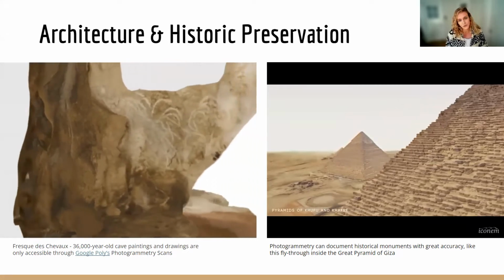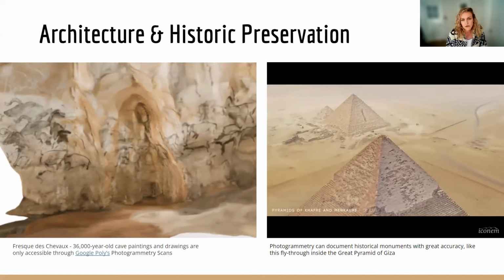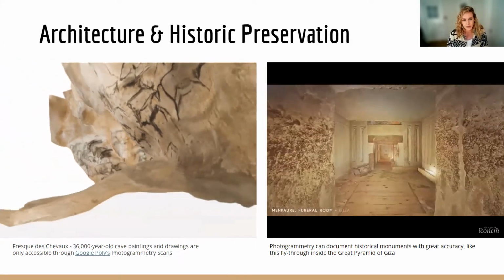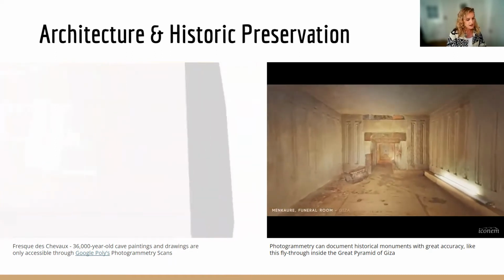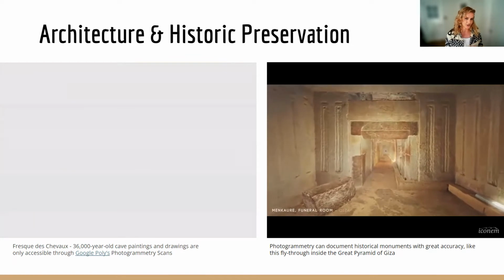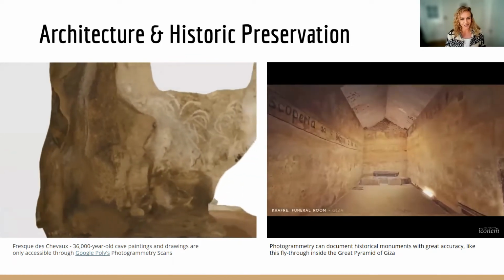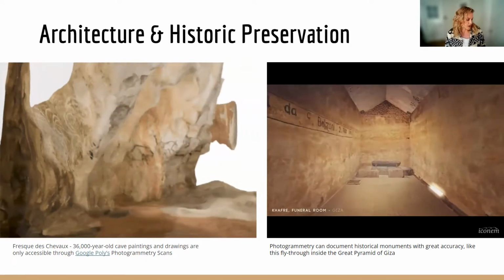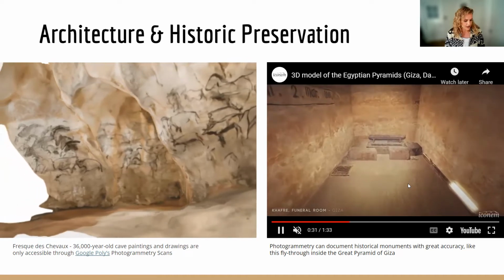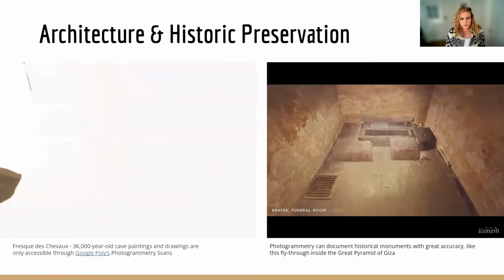Photogrammetry is used a lot for historic sites, like this 36,000-year-old cave in France, which is actually closed to the public, but can be experienced through 3D scans. Since the humidity of our bodies would actually damage the structure of those drawings, it's actually safer for the rocks that we experience them in this three-dimensional way. Or you have the pyramids of Giza that you can also visit and experience with really great accuracy and texture.